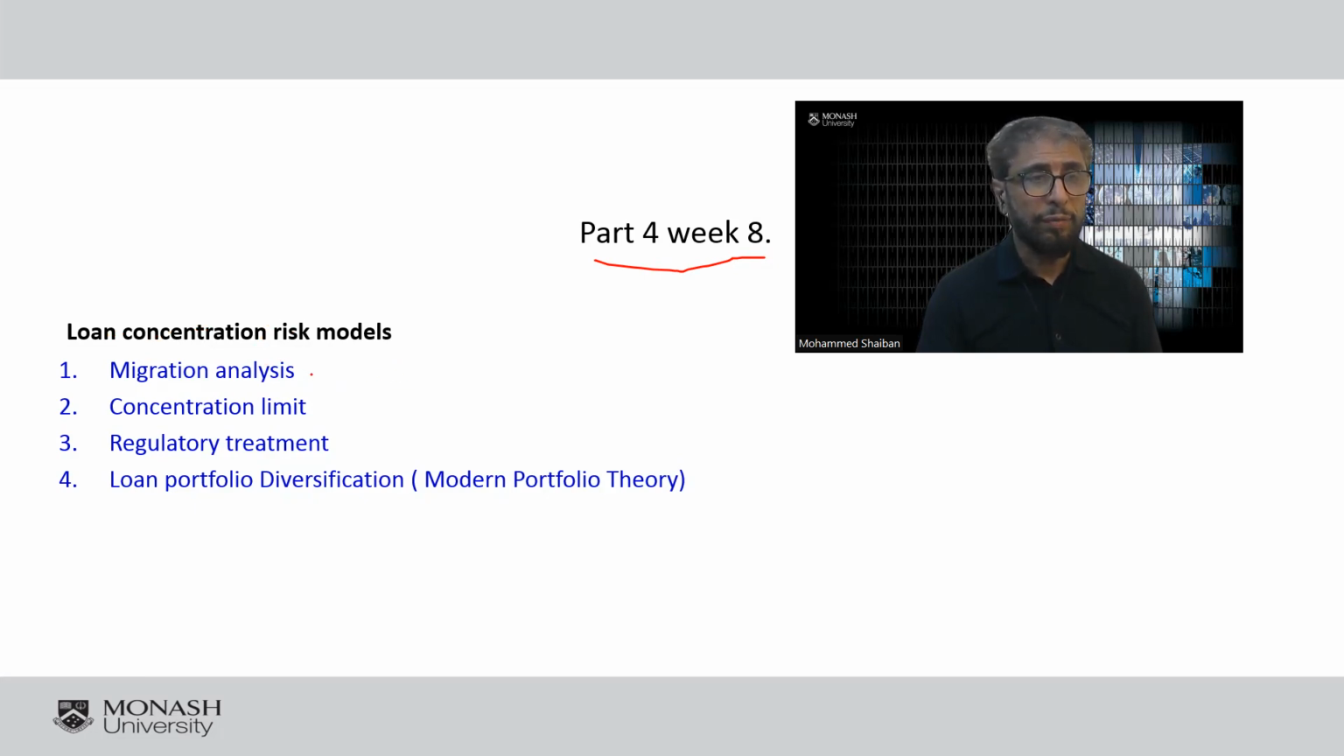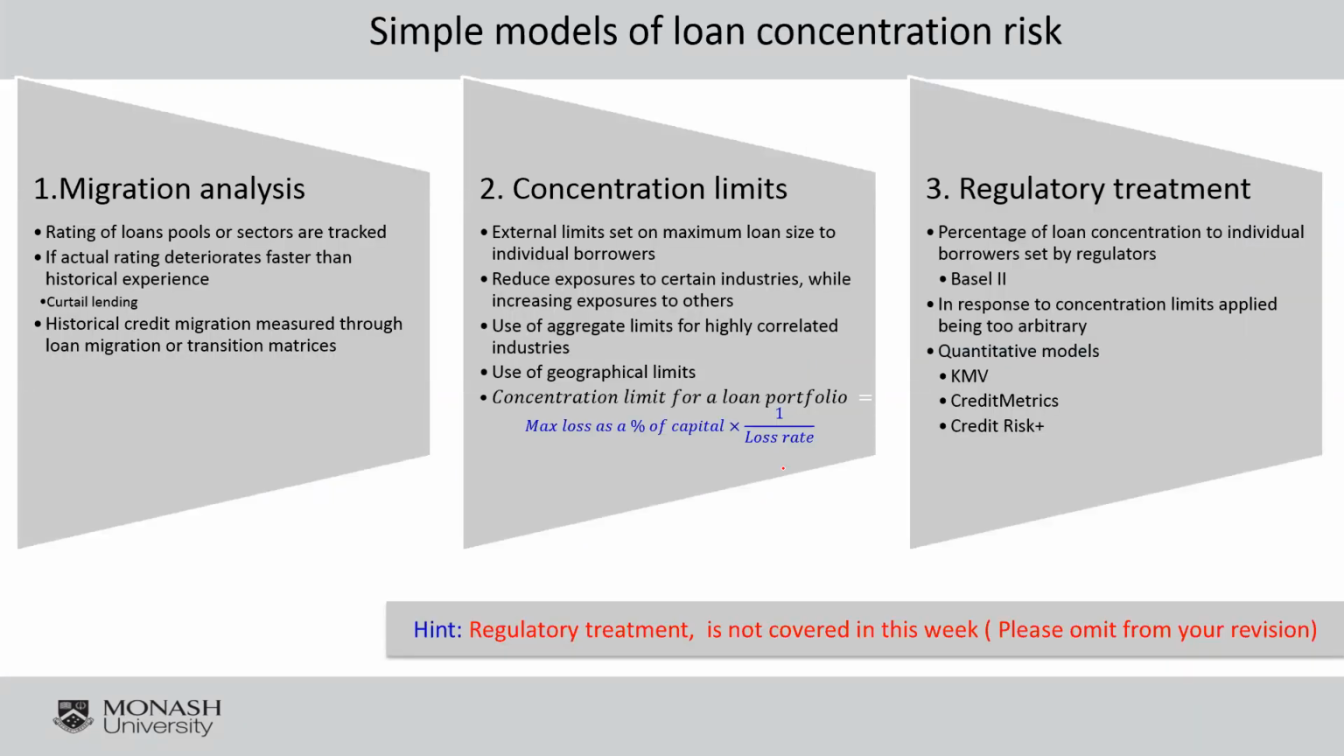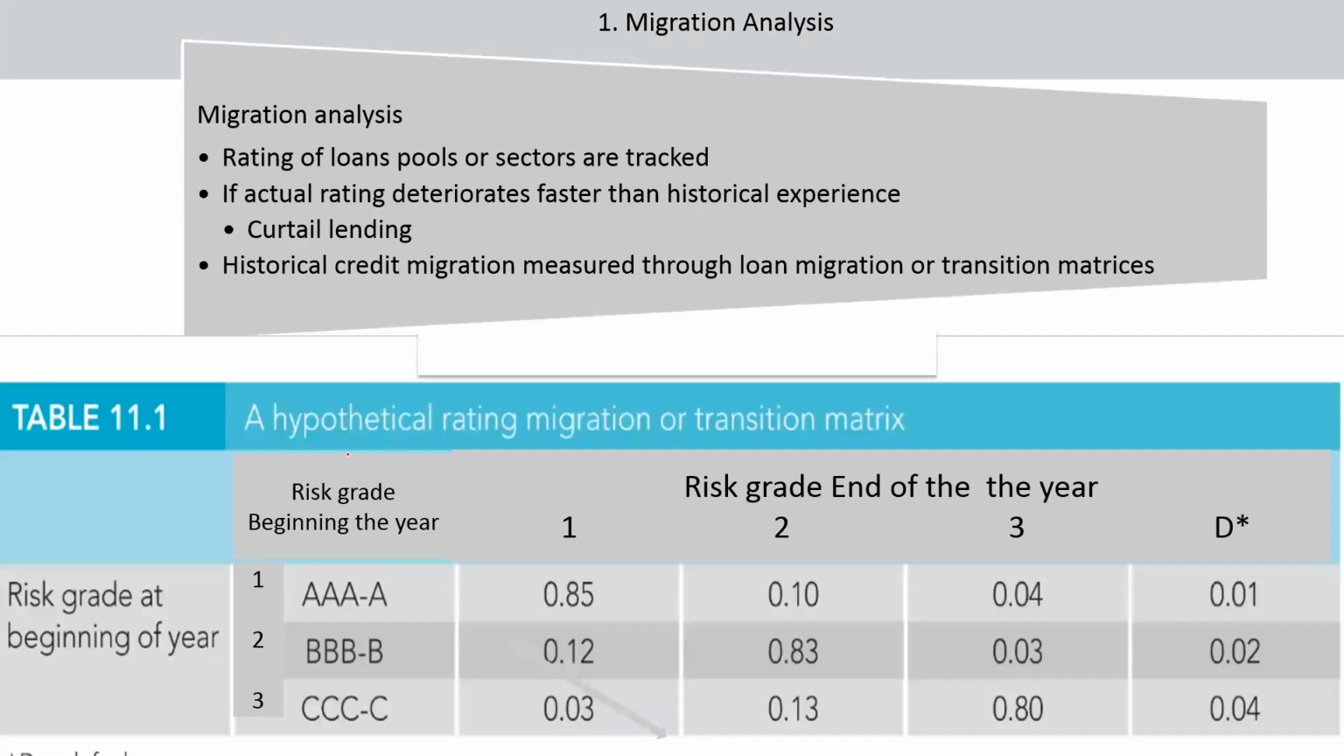In this, we have 4 models. We'll talk about the migration analysis, the concentration limit, the regulatory treatment, and the MPT, or the modern portfolio theory, which is the last one. Those models are very straightforward, so we will not spend a lot of time on them. Let me start with the migration analysis.